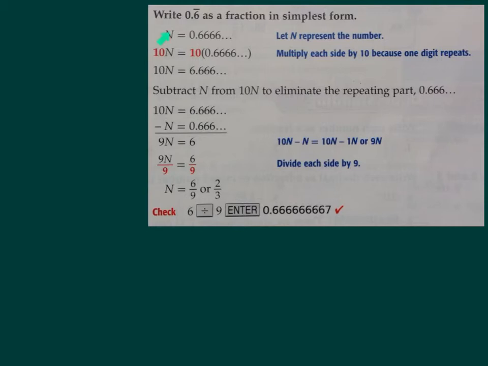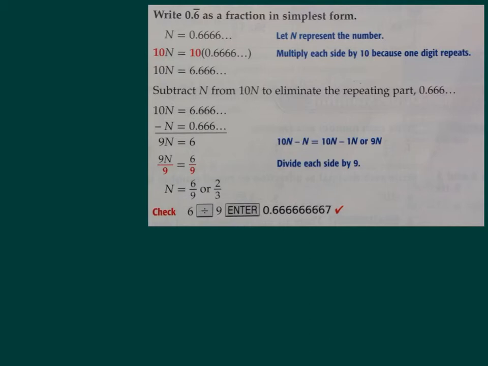So the first thing we're going to do is let n represent the repeating decimal there. So 0.6 repeating would look like this, and then I just put the dot to show that it keeps on going forever. Our next step for this one is to multiply each of the sides by 10. Okay, so you can see they've multiplied each side by 10. Remember, if I multiply both sides by 10, they're still the same value, as long as I do the same to both sides. So these would still be equal.